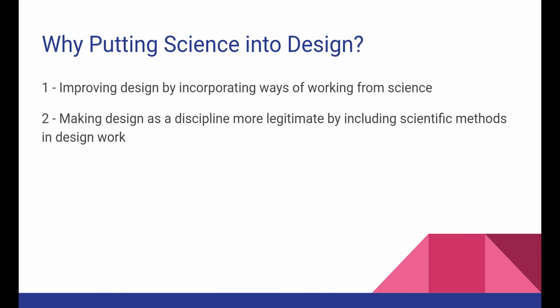To summarize, here are two reasons why we should put science into design. The most basic one, the most important one, is that we can actually improve design work by incorporating ways of working from science. The second reason is more sociological, more institutional. It means that we take the perspective of professional education institutions who would like to become more legitimate and more modern, and they can become so by including scientific methods in design work and make sure that their curricula contain such material.